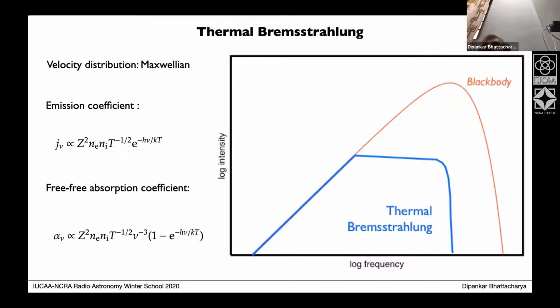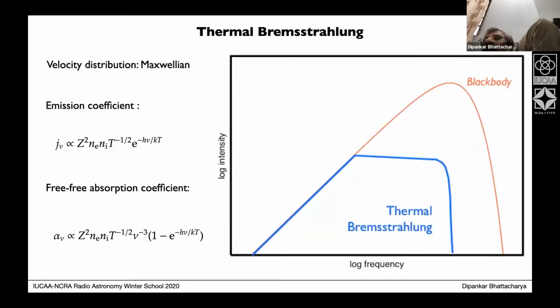And the optical depth is dictated by the absorption coefficient, which has 1 minus e to the power of minus h nu by kT, but it also has this factor nu to the power of minus 3, that is, frequency to the power of minus 3. So as you go to lower frequencies, the absorption coefficient rises rapidly. And that is why at low enough frequencies, it becomes optically thick, and the emission will then hug the blackbody curve. So this is a typical description of a thermal Bremsstrahlung spectrum.